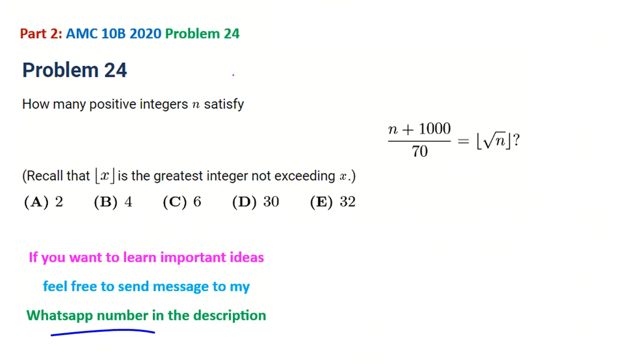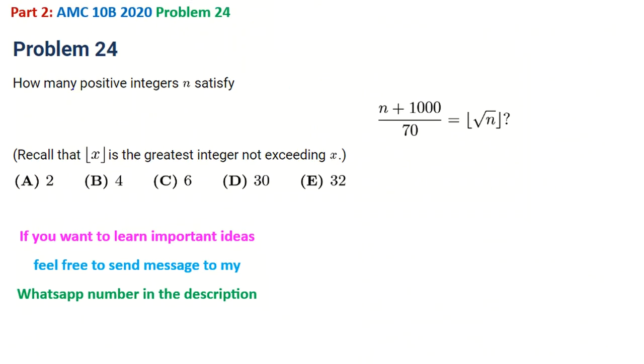This problem is from AMC 10. Okay, how many positive integers n satisfy (n plus 1000) over 70 equals floor of square root of n? This part, floor, is the greatest integer not exceeding x. For example, you should round down. Floor of 2.4 is 2. Floor of 2.9 is 2. Floor of 2 is 2.